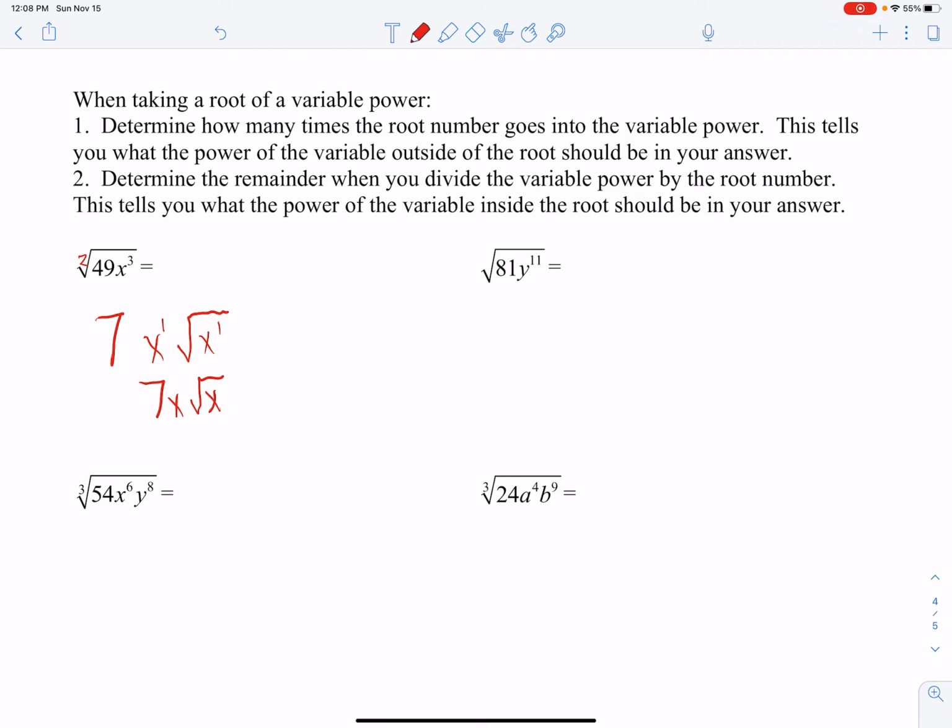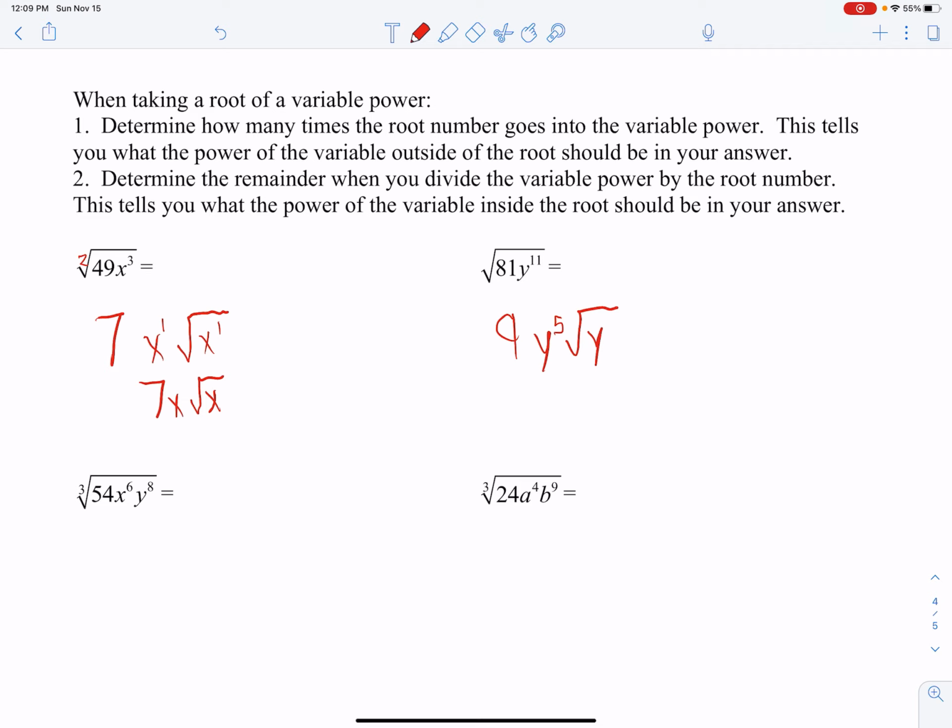Let's take a look at our next one, the square root of 81y to the 11th. The square root of 81 is 9. And then for the square root of y to the 11th, remember what we're thinking of is 2. How many times does 2 go into 11? We're going to have part outside the root, part under it. 2 goes into 11 5 times with a remainder of 1. So we have y to the 5th and the square root of y to the 1st.